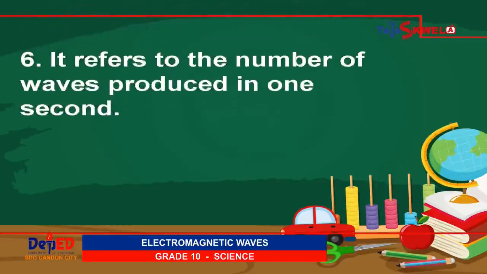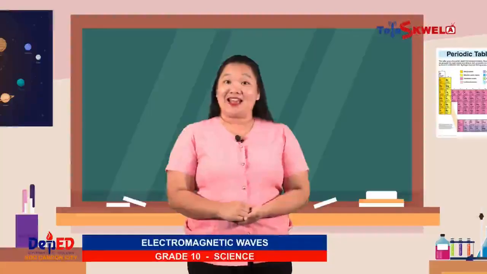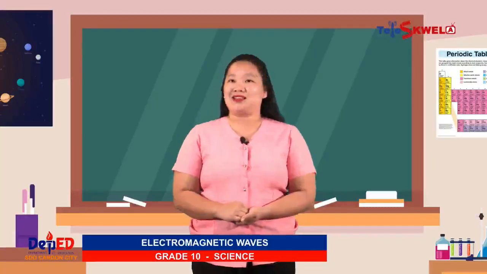Number 6. It refers to the number of waves produced in 1 second. The answer is, of course, frequency. And last, number 7. It refers to the extent or the limit between which variation is possible. The answer is range. Very good. That's it. I hope you did well in remembering the terms. Let's begin.